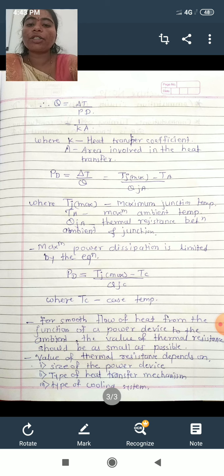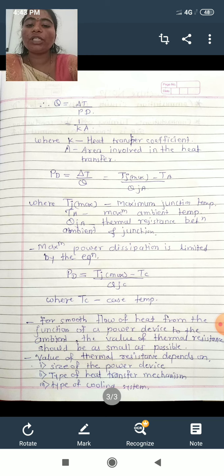If temperature is considered as 1, then divided by power dissipation measured in KA. Now, K is the heat transfer coefficient and A is the area involved in the heat transfer. Now, this PD, that is the power dissipation, is given by the equation delta T by theta, where delta T is nothing but Tj max minus Ta upon theta JA, where Tj max is the maximum junction temperature and Ta is the maximum ambient temperature.